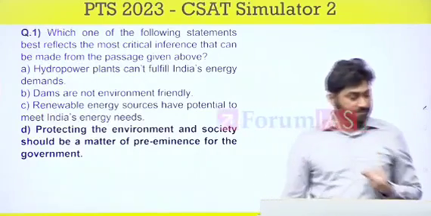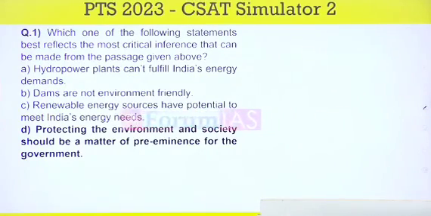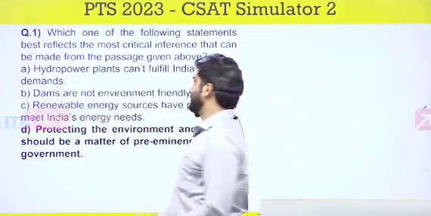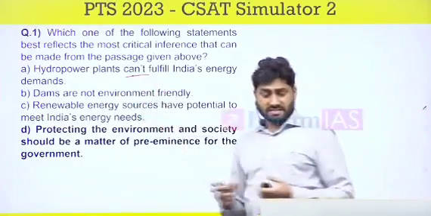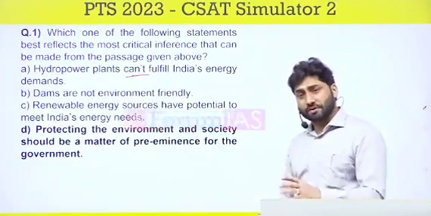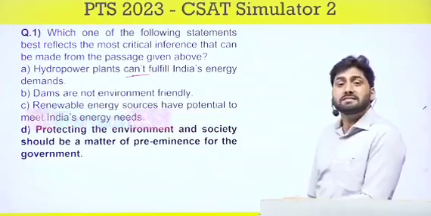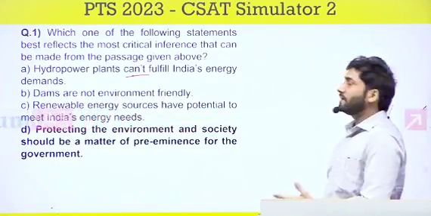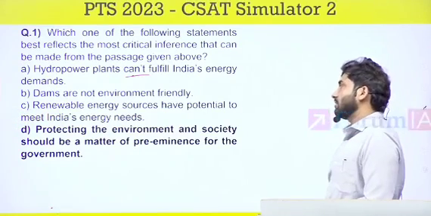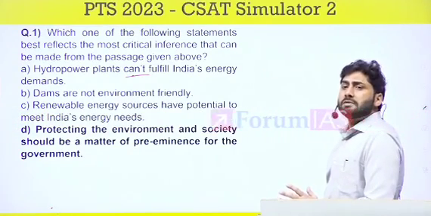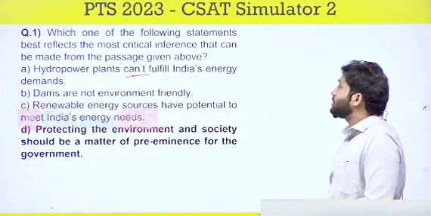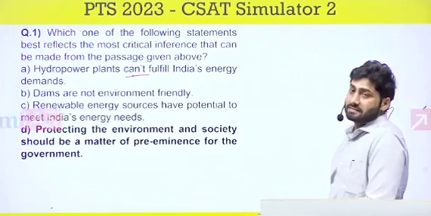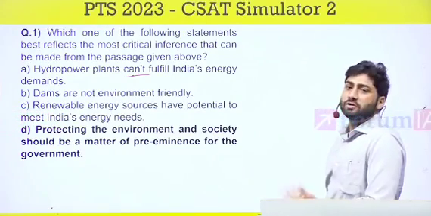Now, if we see all these four options, see the first one, hydropower plants cannot fulfill India's energy demands. That is an extreme one, cannot. इतना भी clear sense में कहीं पे बात नहीं हुई है, extreme sense में, right? Cannot fulfill. They're talking about the shift because of various concerns, but this cannot be the inference. Next, dams are not environment friendly. It's an opinion. It cannot be an inference. Renewable energy sources have potential to meet India's energy needs. I mean, whether they have potential or not, that is not even the point of discussion.